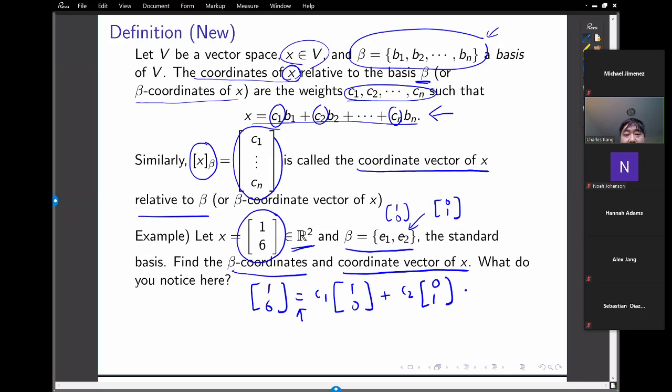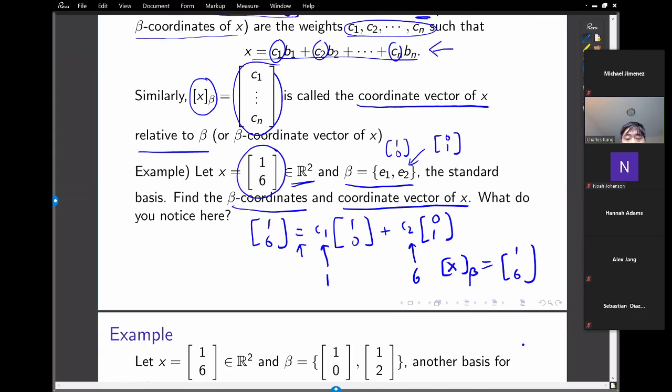Why'd you delete that? It was the correct answer. Okay, anyway, so it could be 1 and 6. What does that mean? That means the x coordinate in terms of this basis beta is 1, 6. So in this case, the vector itself is equal to the coordinate vector. Okay, this was too easy.